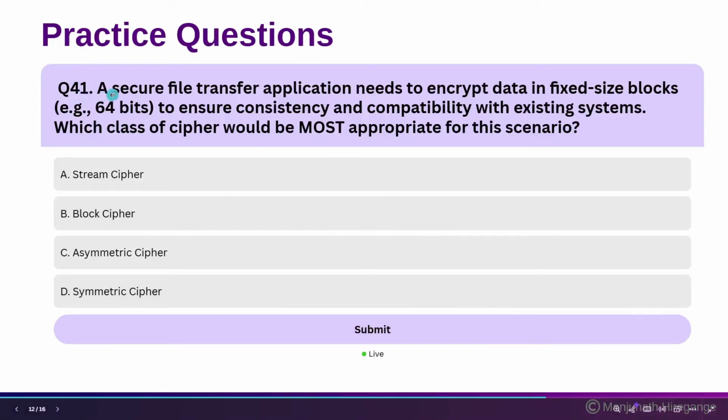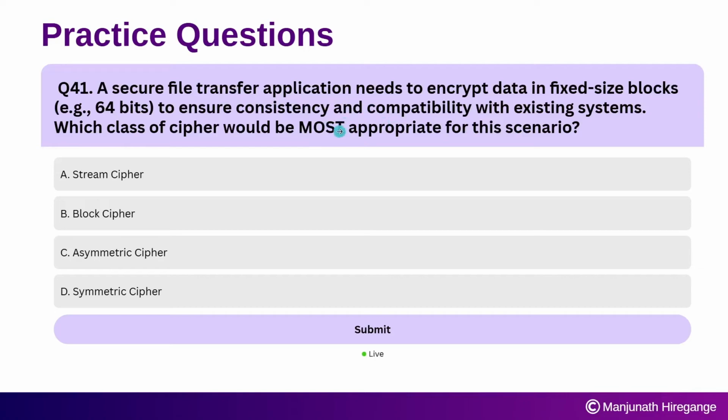Question number 41. A secure file transfer application needs to encrypt data in fixed size blocks, for example 64 bits, to ensure consistency and compatibility with existing systems. So which class of cipher would be the most appropriate for this scenario?